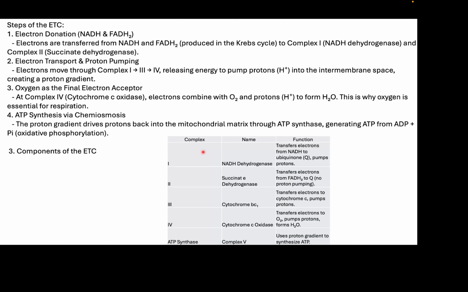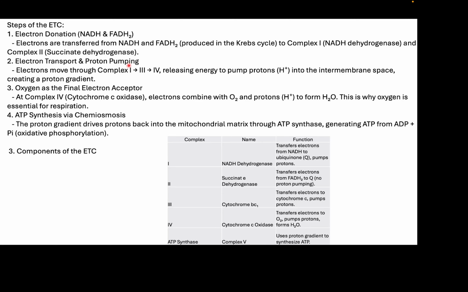Don't worry about all these things, just have in mind that the first complex will receive electrons from NADH. The second step in the ETC is the electron transport and proton pumping. If you remember, we are saying that there has to be a differential distribution of ions, correct? Here we are specifically talking about the hydrogen ion or proton. This gradient is important for the electron to get transferred from complex 1 to 2 to 3 to 4 and finally be converted into an ATP molecule.